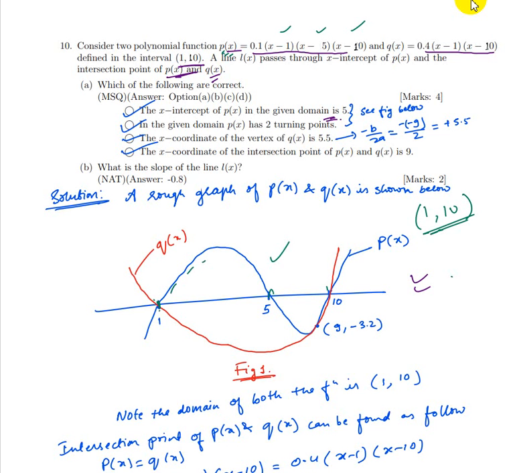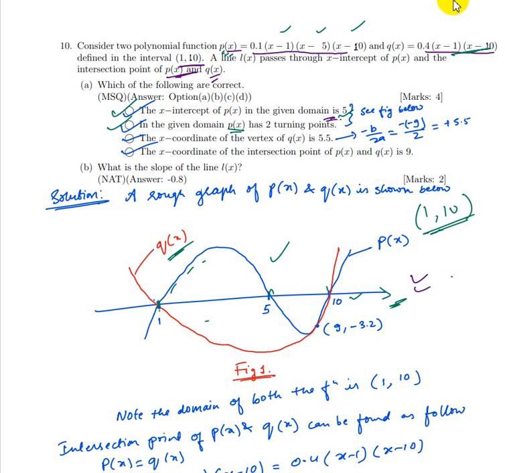For P(x), the blue line. And for Q(x), it's the red line, because it's just a quadratic polynomial having 2 factors, 1 and 10. So it says the x-intercept of P(x) in the given domain is 5. Yes, since this is the x-axis, the intercept is made at 5. So the x-intercept is 5. In the given domain, P(x) has 2 turning points. Of course, it will have 2 turning points because it's a cubic polynomial, one here and one here.